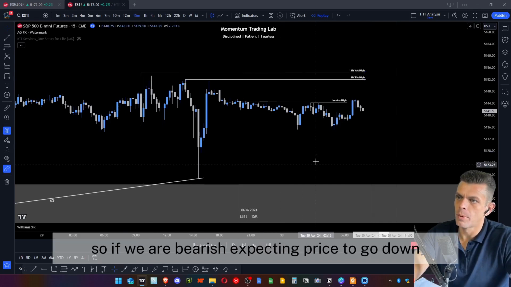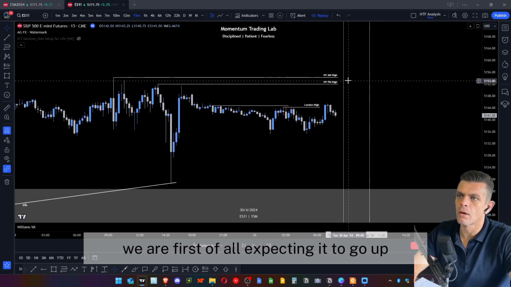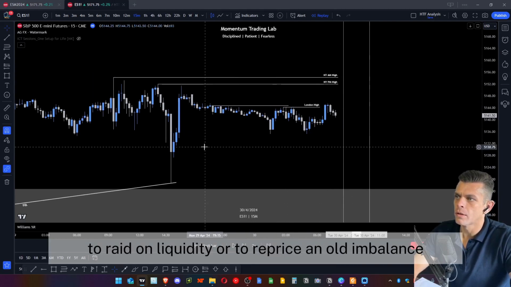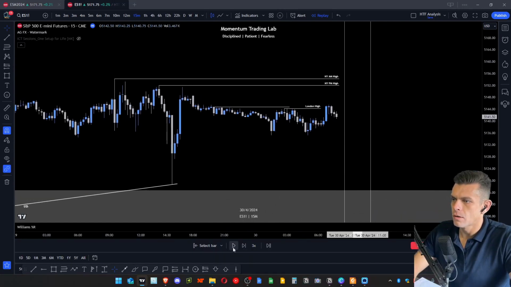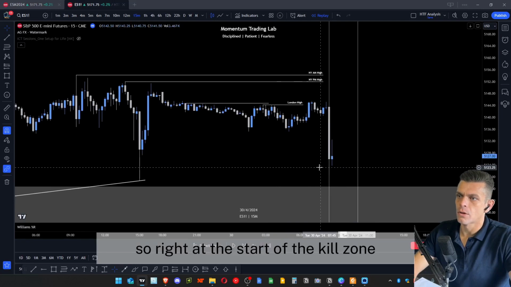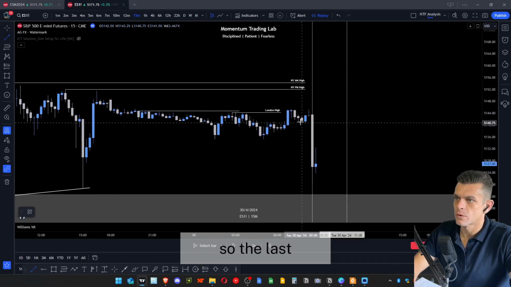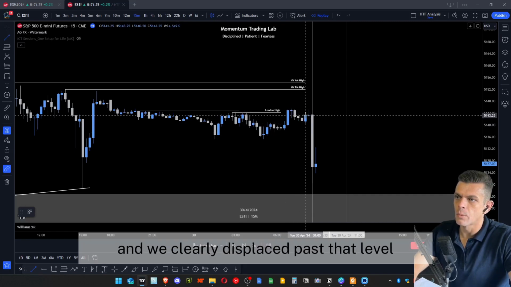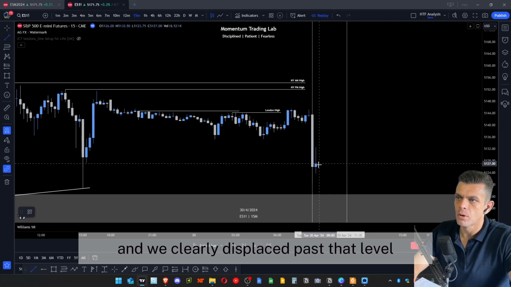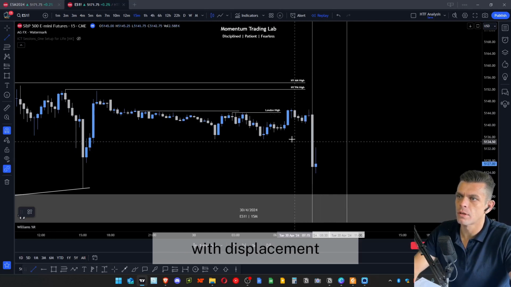So if we are bearish, expecting price to go down, we are first of all expecting it to go up to raid liquidity or to reprice an old imbalance. All right, so let's see how this continues to play out. All right, so right at the start of the kill zone, we get displacement down. So the very last higher low was right there, and we clearly displaced past that level. So that is a bearish market structure shift with displacement.